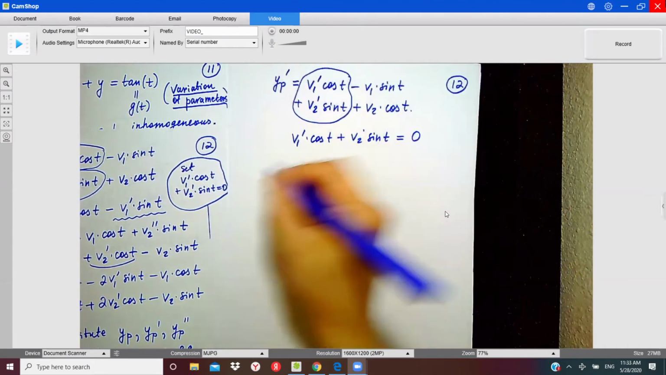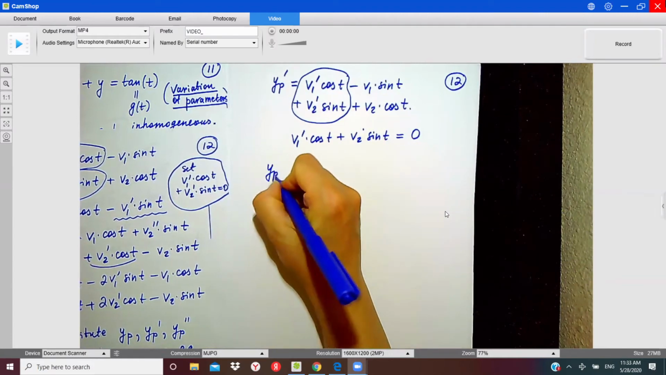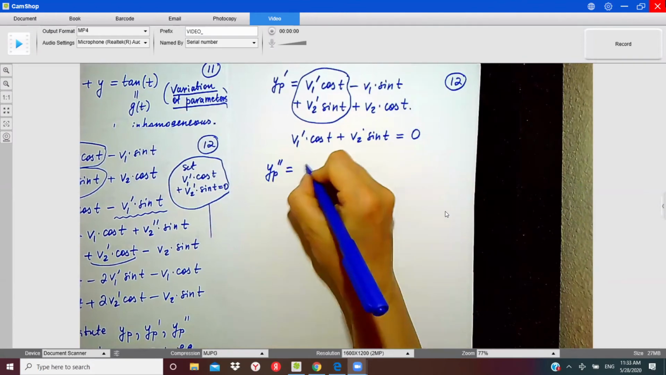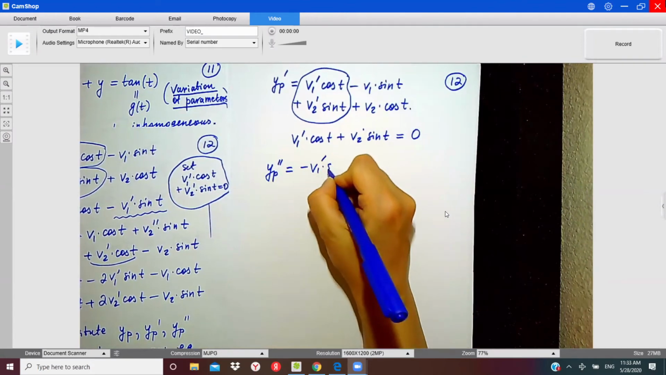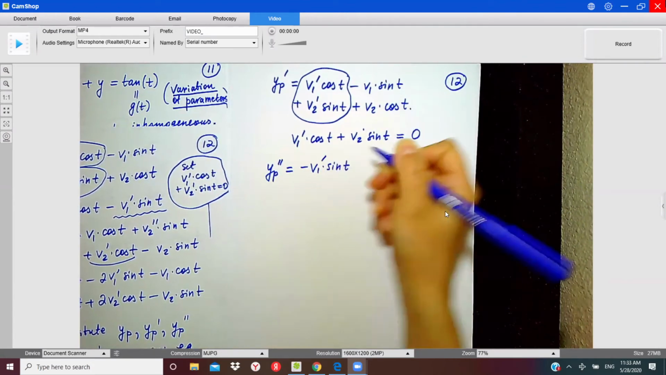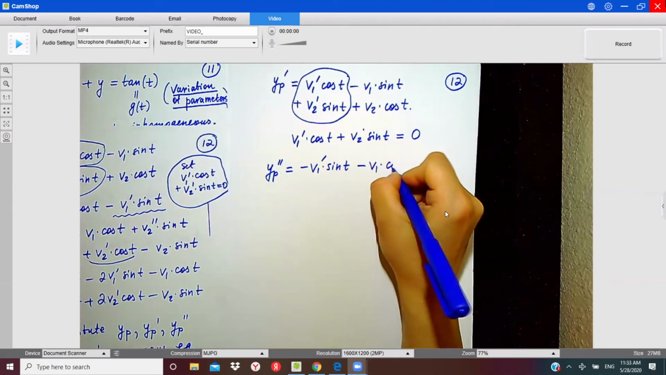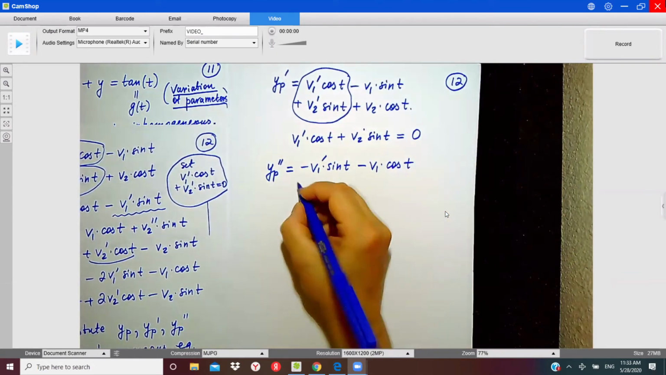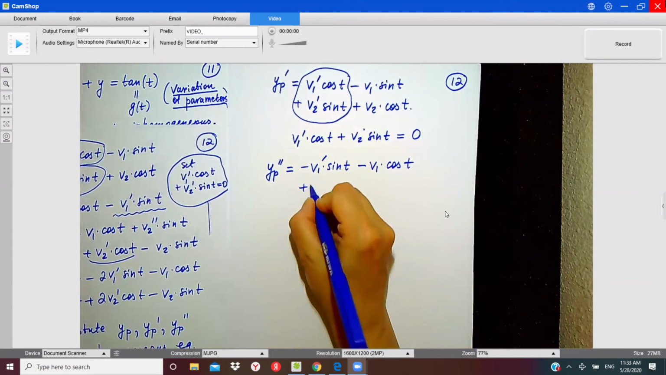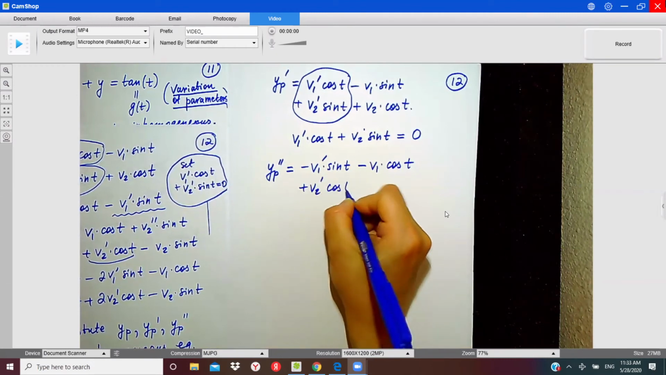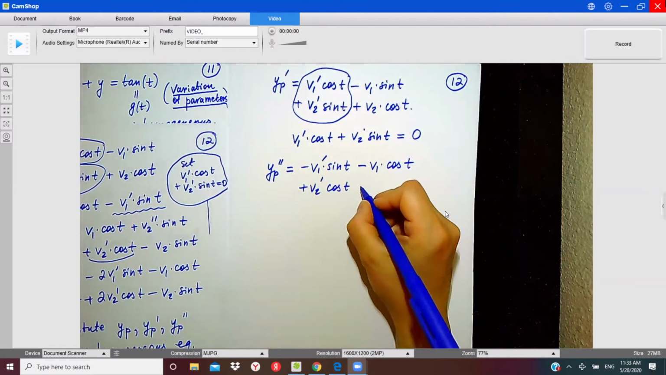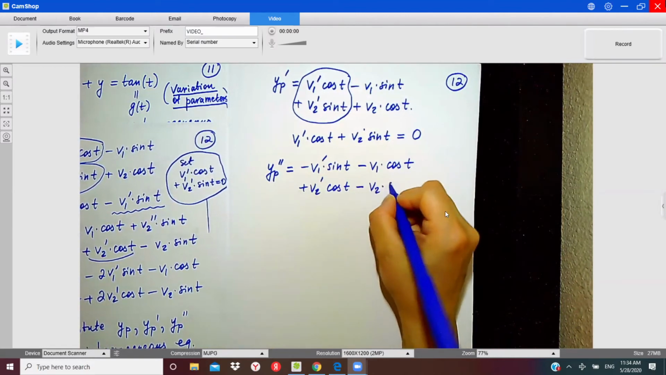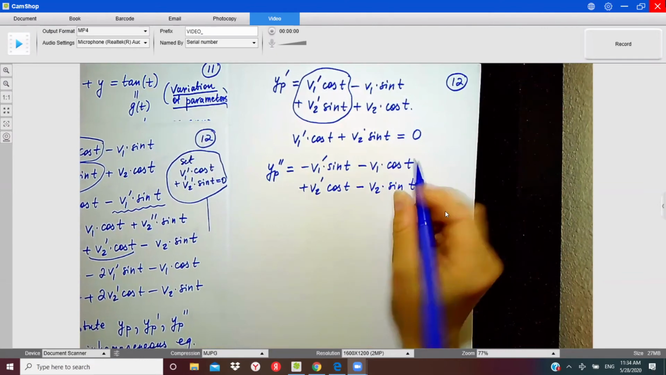Well, that makes our life much easier because the second derivative will be shorter. So negative v sub 1 prime sine t minus v sub 1 cosine t, and then plus v sub 2 prime cosine t and minus v sub 2 sine t. Do you agree with this so far?